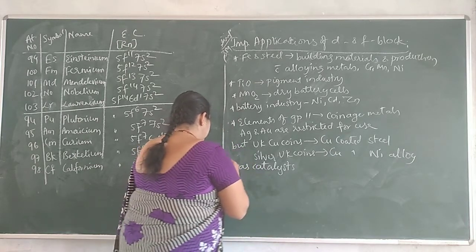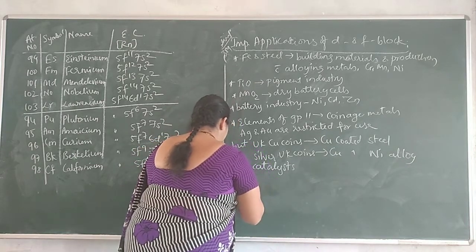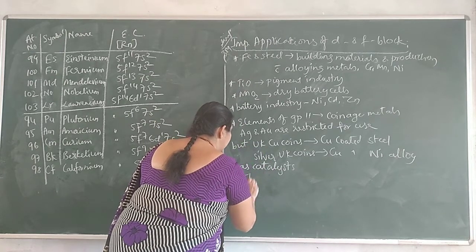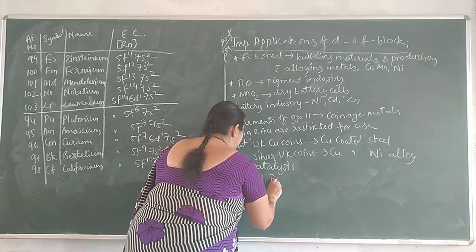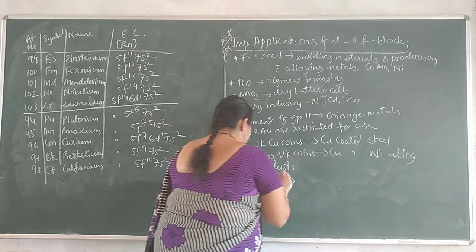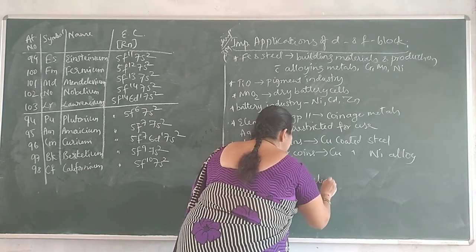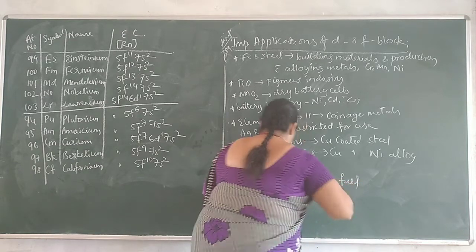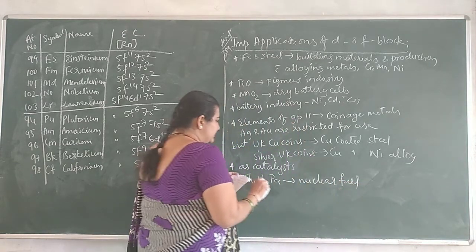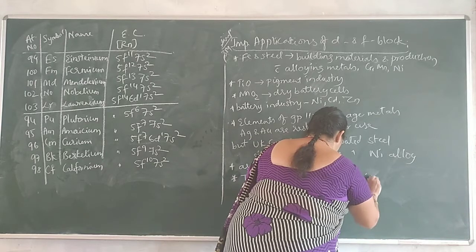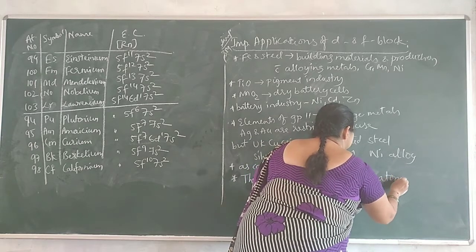Next use: thorium, uranium and protactinium are used as nuclear fuel in atomic reactors.